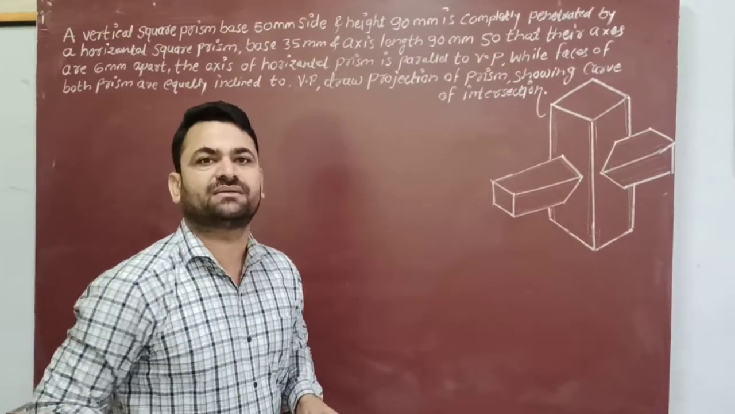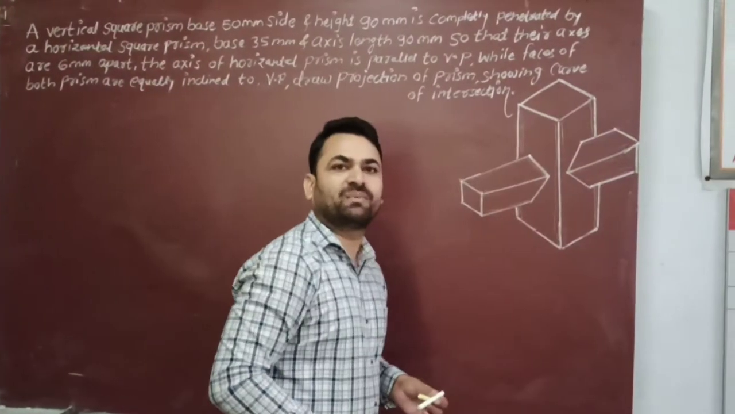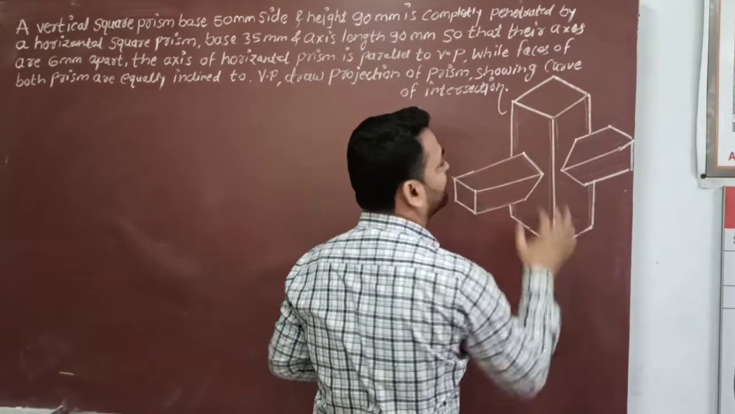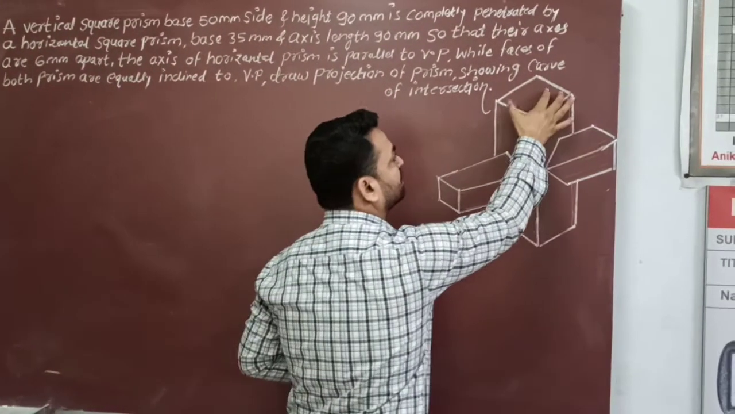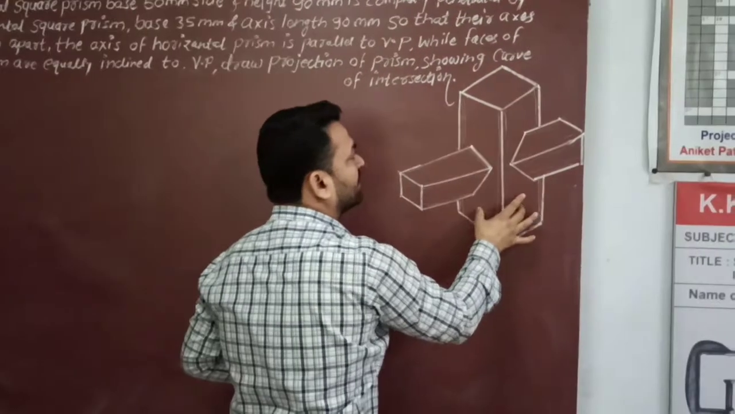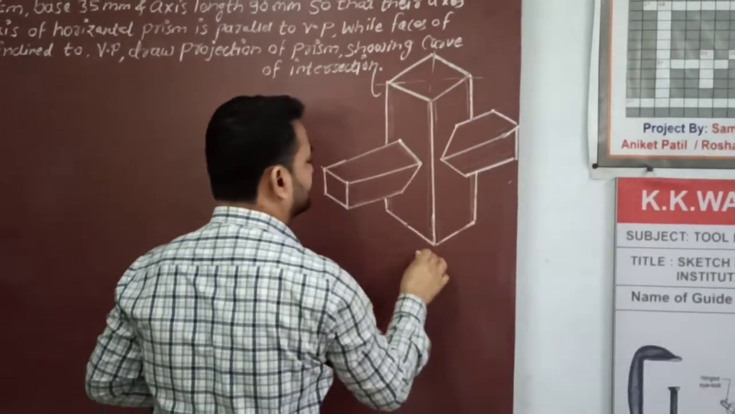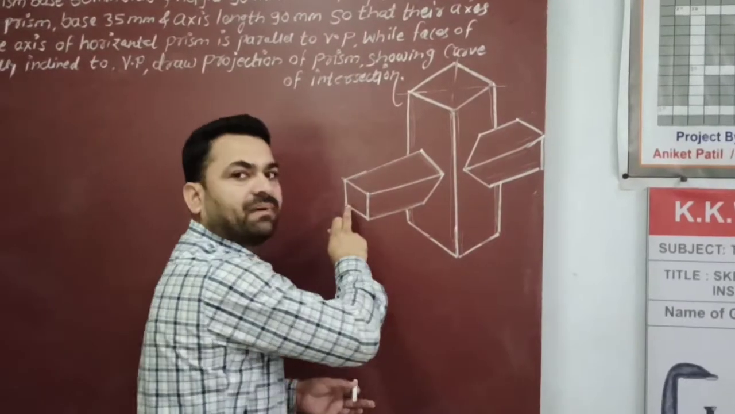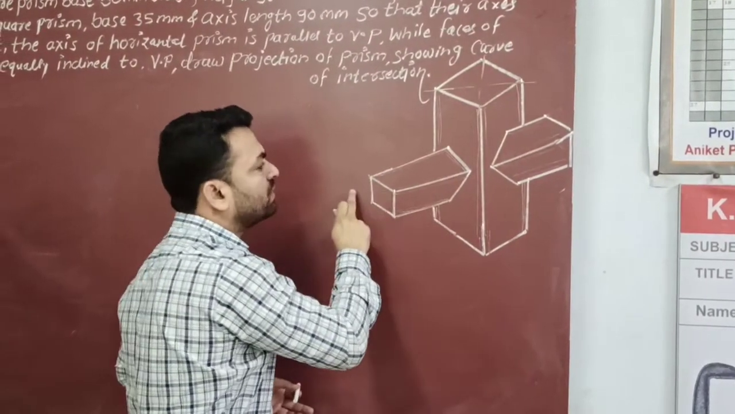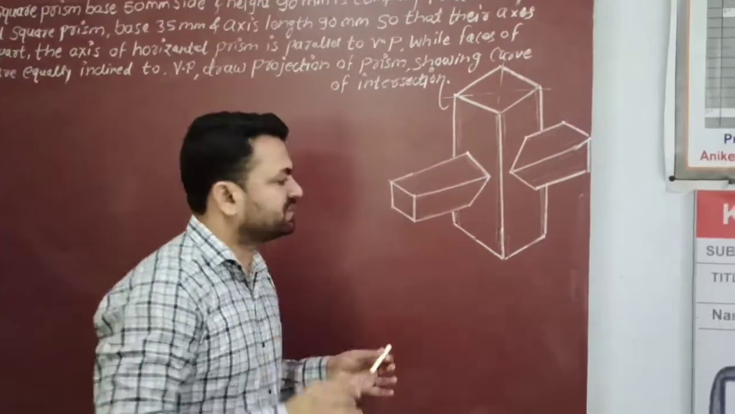To clear the concept for students, I have a drawing made by our professor Mr. Karanskar sir. Thank you Karanskar sir. So this is the penetration of prism to prism. Here the vertical prism is there, and this is the horizontal prism. The vertical prism is kept on HP, and this is its axis. It is penetrated by the horizontal prism, like this. So this is the 3D condition.